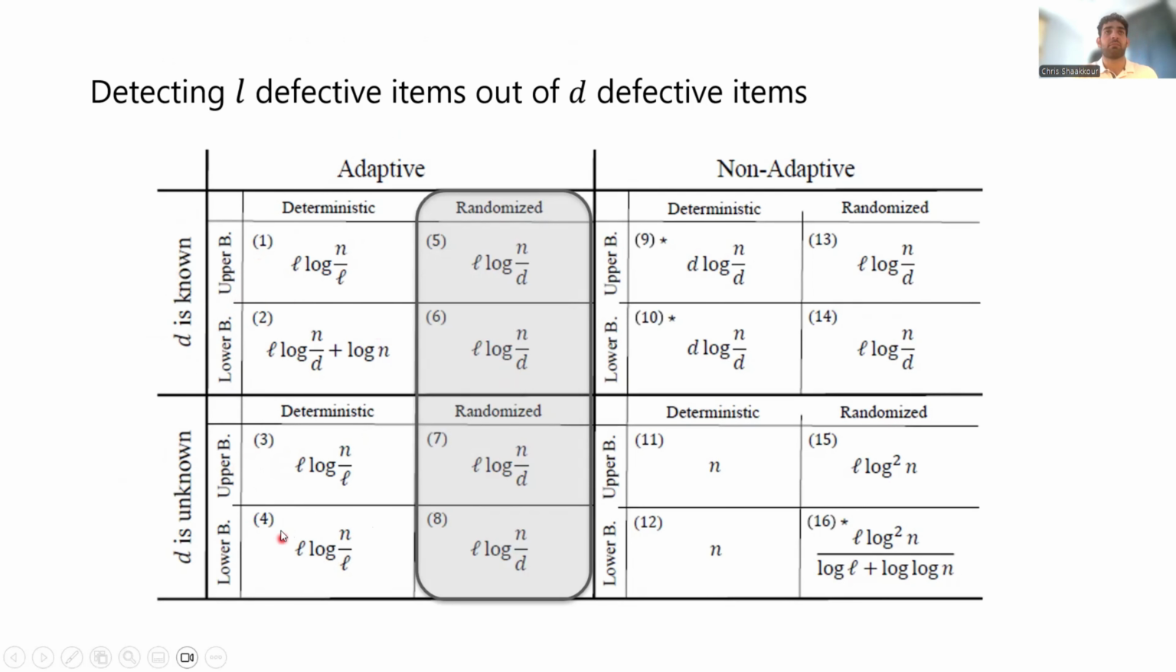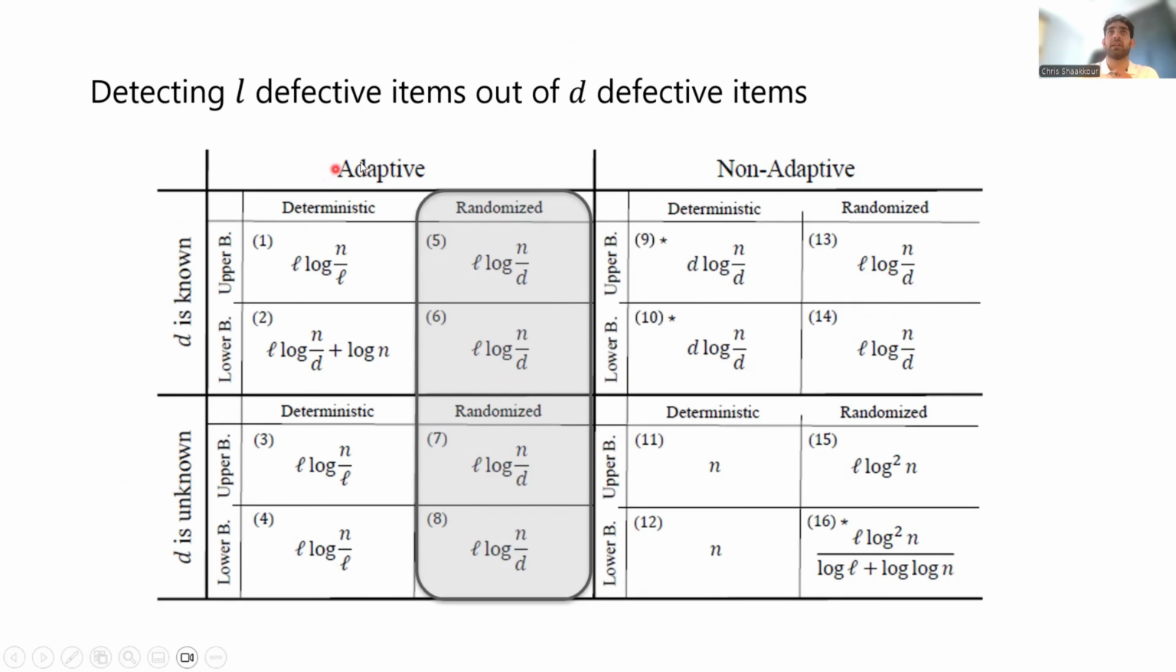4 also has the same upper bound between 3. So upper and lower bound are the same bounds when the adaptive deterministic algorithm where D is unknown. And these are the observations on the adaptive deterministic algorithms.